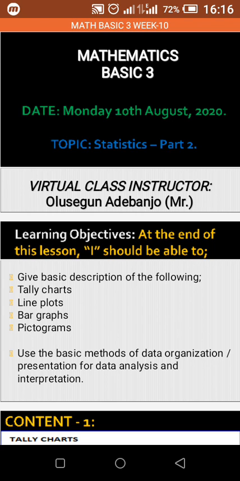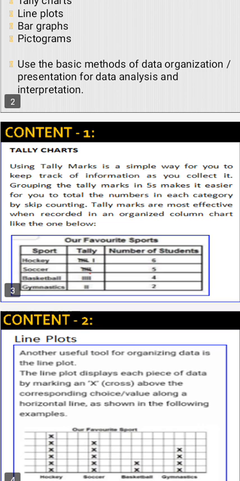Last week we dealt with the basic methods of presenting data: by diagrams, by graphs, and by tables, which the first learning objective falls under. The tally charts and line plots fall under tables. Then the bar graphs fall under graphs. Then pictograms fall under diagrams. Going by the first content here, that's giving the basic description of what tally charts are.